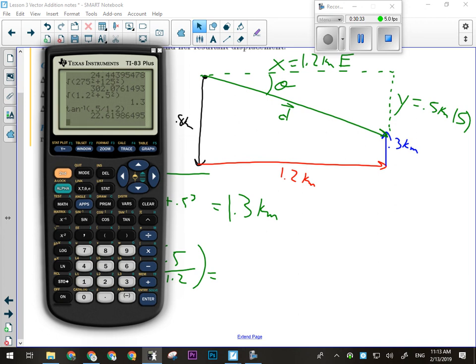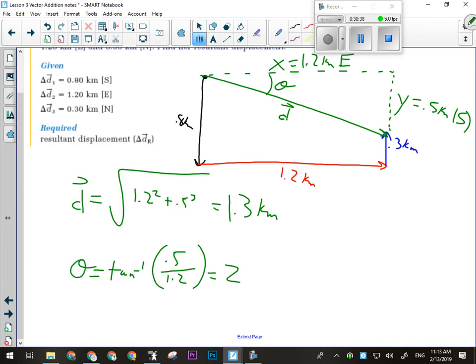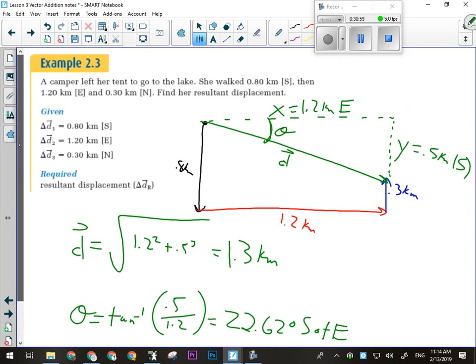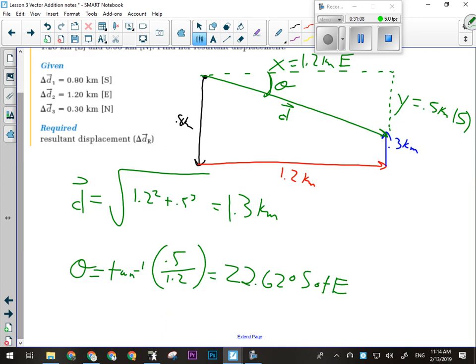So I'm getting an angle here of 22.62 degrees. And which direction is that? South of east, right? She went south and east. This line here is east, and I went south of it. So it's going to be south of east. Now I just have to check significant figures here. Looks like I've got 2. These two only have 2. So we'll have 1.3 kilometers at 23 degrees south of east.